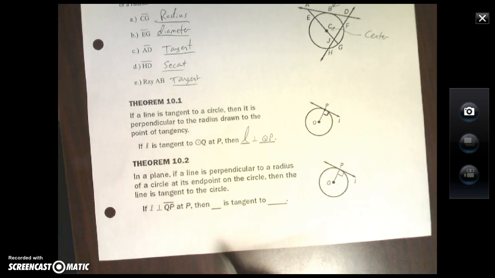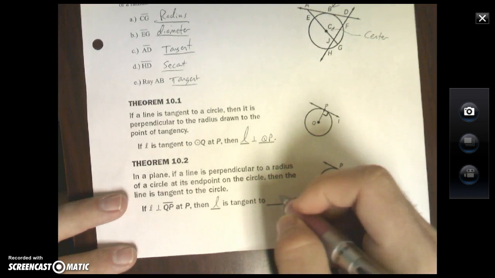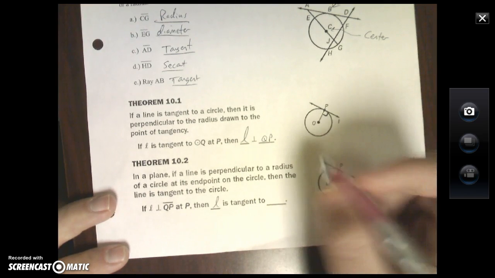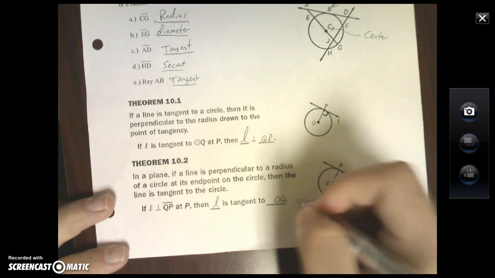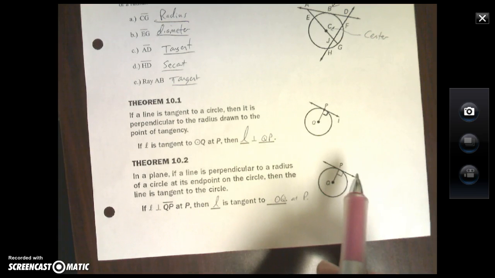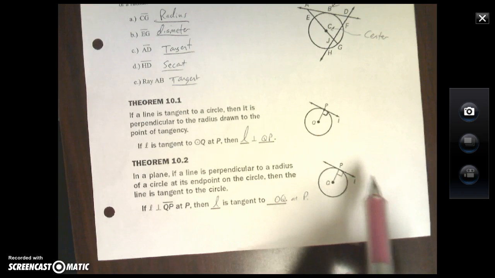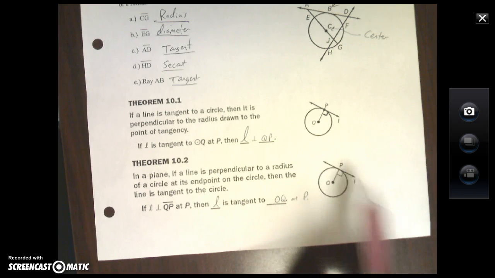Okay. In a plane, if a line is perpendicular to a radius of a circle at its endpoint, then the line is tangent to the circle. This is just a converse. If L is perpendicular to QP at P, then L is tangent to circle Q at P. There we go. Okay? So again, that right angle is being formed. Anytime we have right angles, we have the ability to use the Pythagorean theorem. Okay, a squared plus b squared equals c squared. It's an awesome theorem that we're going to get very, very comfortable with, which is very helpful as well.